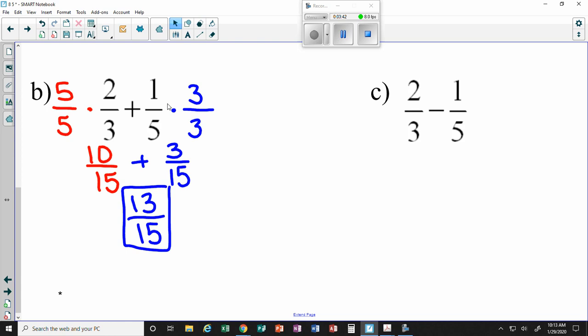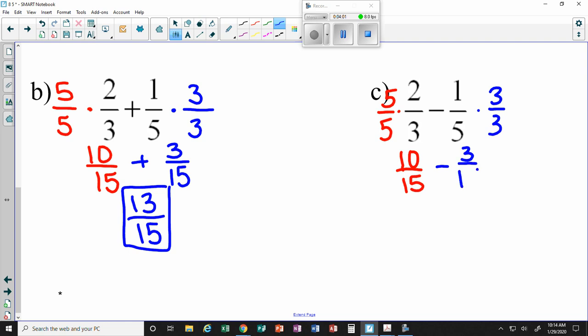So C is going to be similar. I do the same thing. Common denominator, well, these are the same two fractions. The only difference is we're doing what? Subtracting them now. So when I get to here, I have 10/15ths, and then I have minus 3/15ths. So when we're subtracting, what do we do? Same thing. You leave the denominator the same, and you just subtract the numerators. 10 minus 3 is 7/15ths.